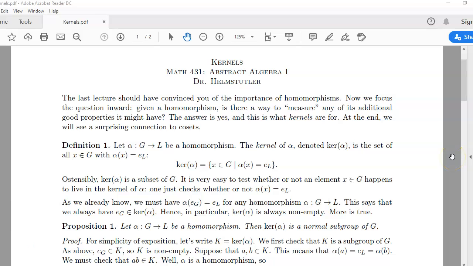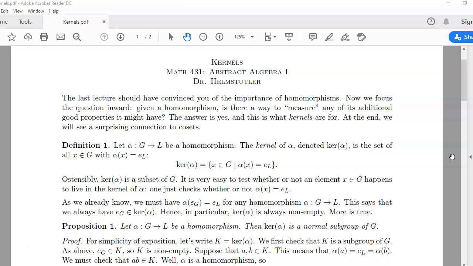So now that we see that homomorphisms are sort of ubiquitous in groups, in group theory, we want to see what we can learn about them. Is there any way to measure any additional good properties a random homomorphism might have? The answer is yes. There's a couple of ways to do that, and the best way is what kernels are for. So in this handout, we're going to define what a kernel is and give some of its basic properties.